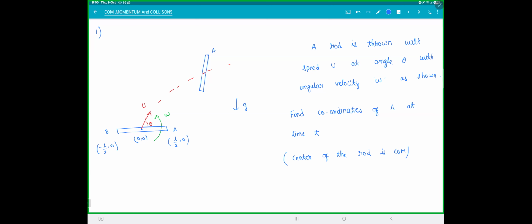How do we start? See, forget about point A. First, find the coordinates of the center. Start from there. Then stand on the center and look at point A. It will be going in a circle. Then find the coordinates of A with respect to center. Then just add them up. Split the motion into two parts. Right, sure. You get the y coordinate.